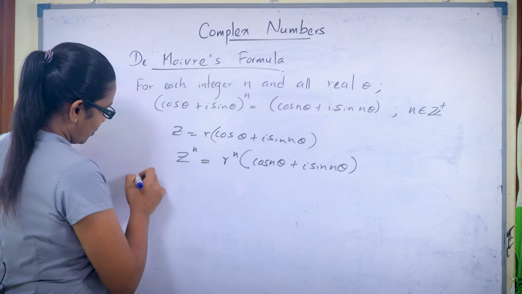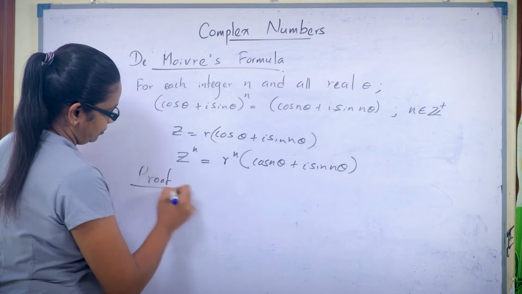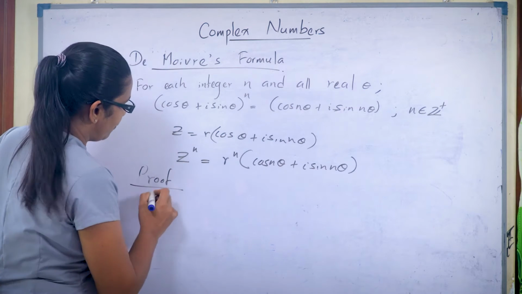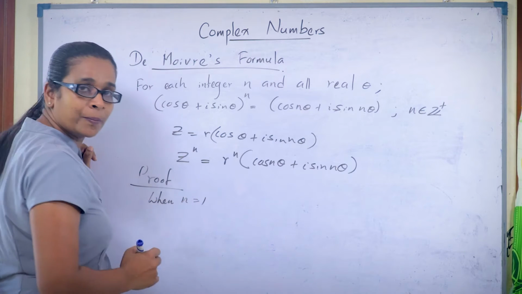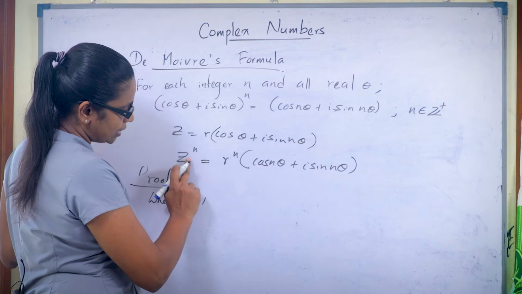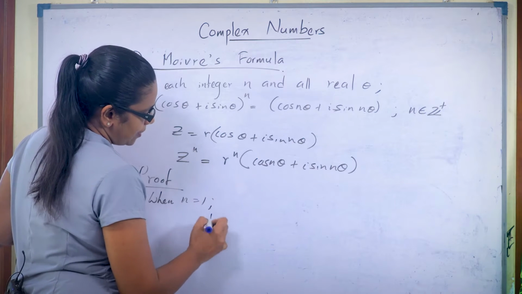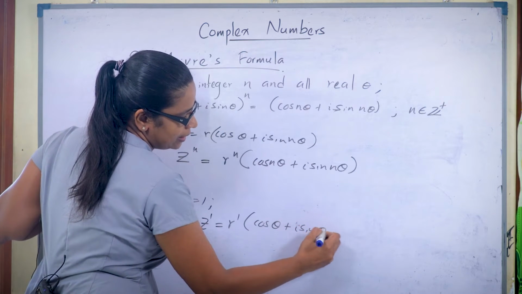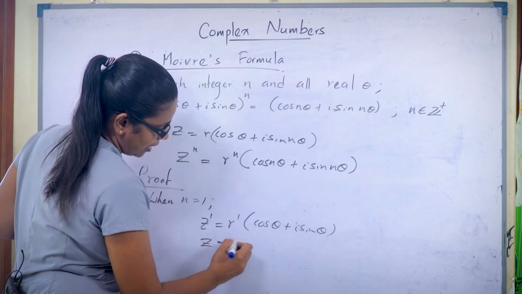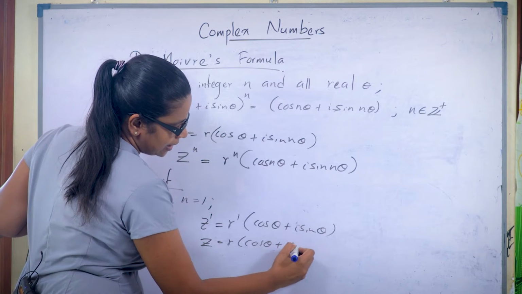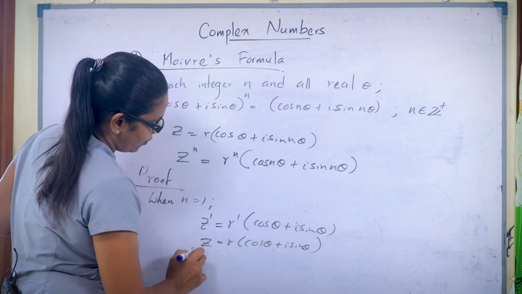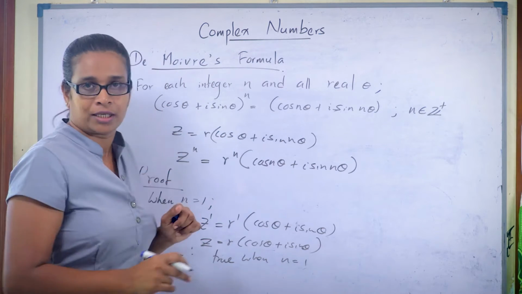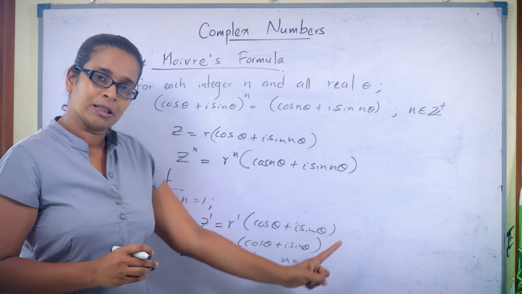Okay, now look at the proof. What is the first step in mathematical induction? You have to prove this for n equals 1. So when n equals 1, I am going to substitute 1 here. z^1 equals r raised to the power 1 (cos theta plus i sin theta). So z equals r (cos theta plus i sin theta). Therefore it is true when n equals 1. This is your first step in the mathematical induction.